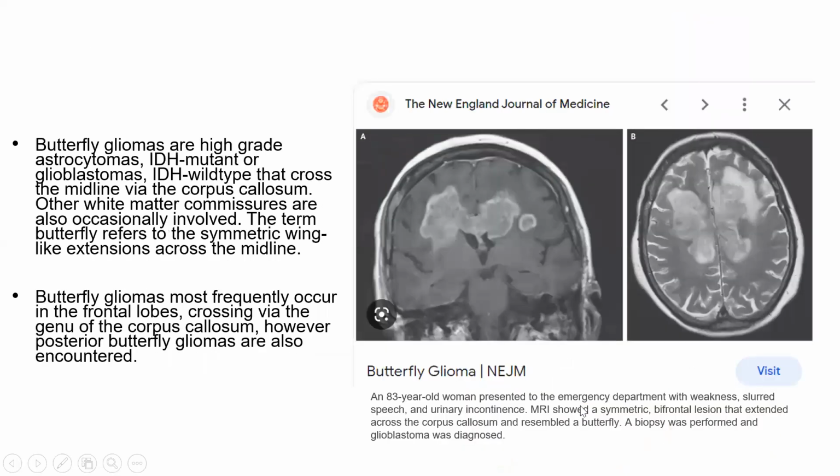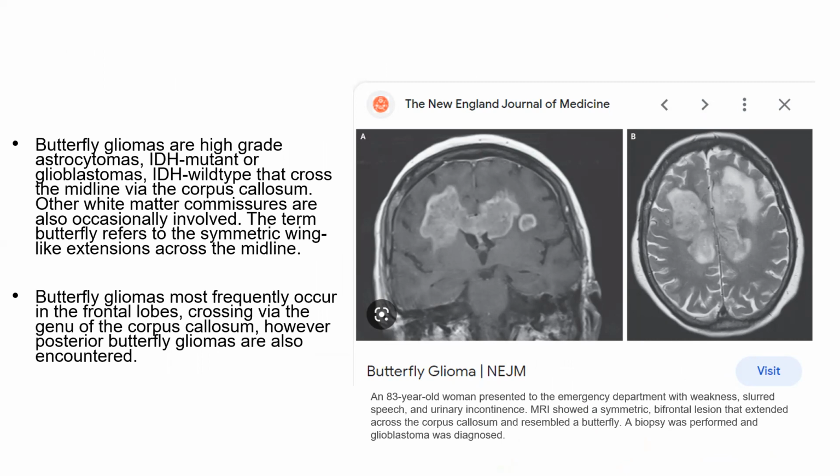So, with the corpus callosum, I really wish to tell you a few clinical correlates. This is the butterfly glioma. This picture is from a case given in the New England Journal of Medicine. In this case, you can see there's an 83-year-old woman who presented to the emergency department with weakness, slurred speech, and urinary incontinence.